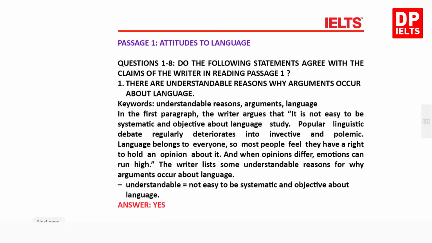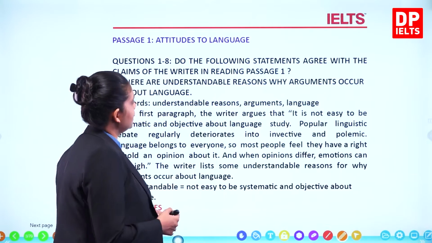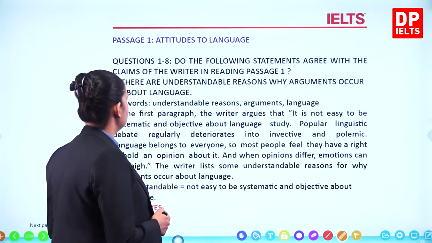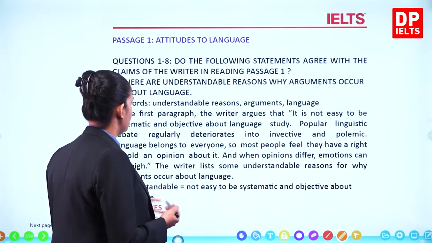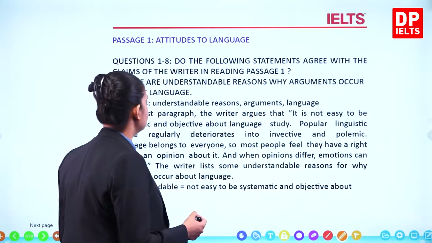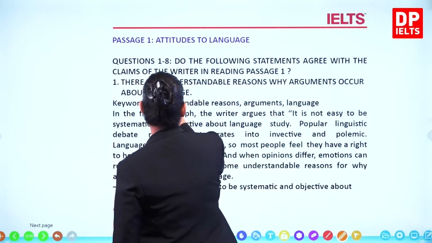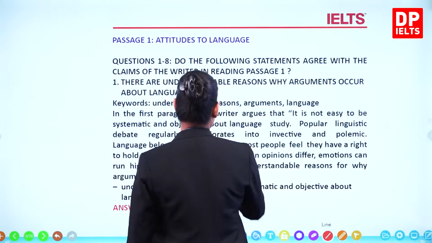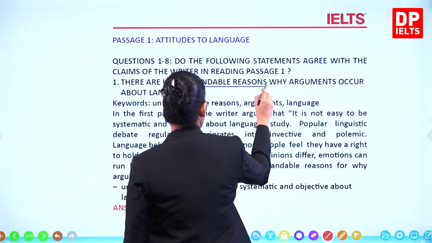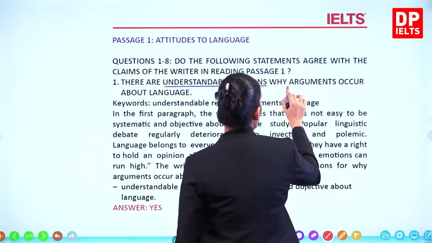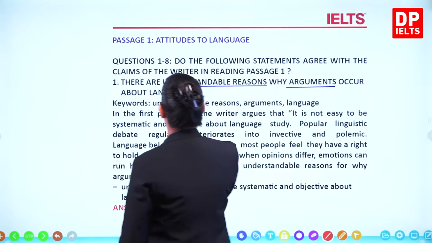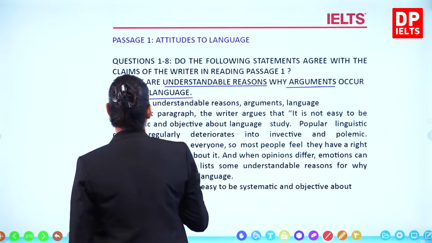So questions 1 to 8. Do the following statements agree with the claims of the writer in reading passage 1? So there are understandable reasons why arguments occur about the language. So let's see, what are the key words? Understandable reasons. Arguments, and then language.